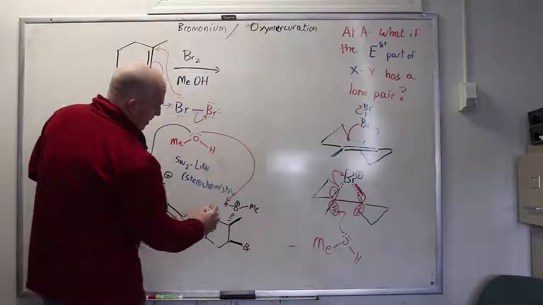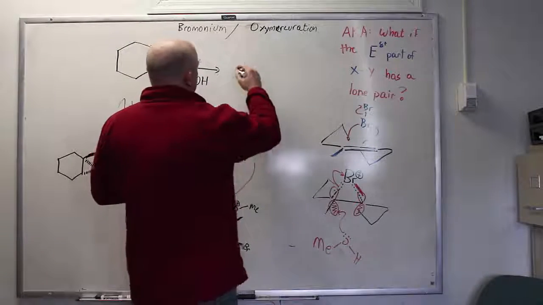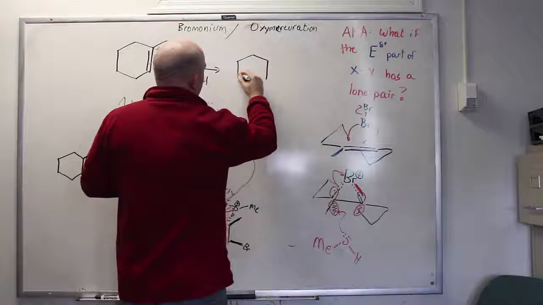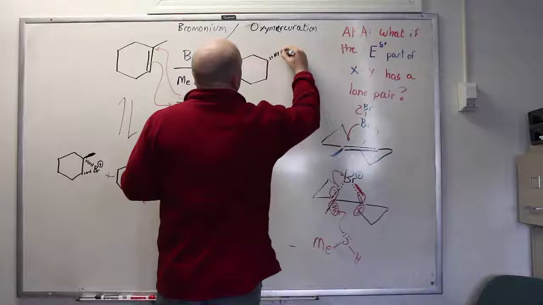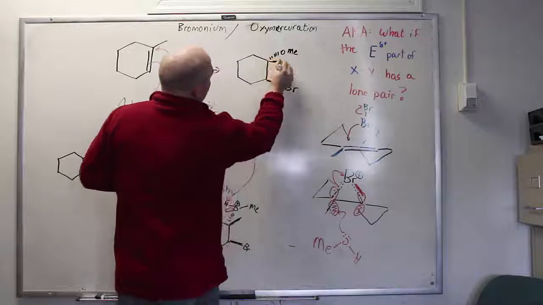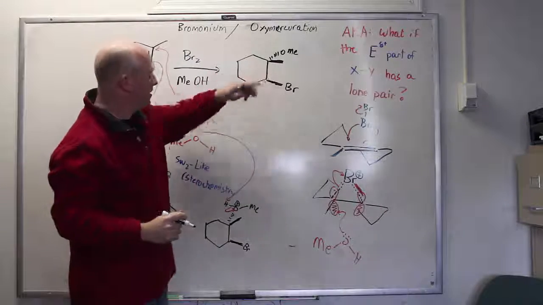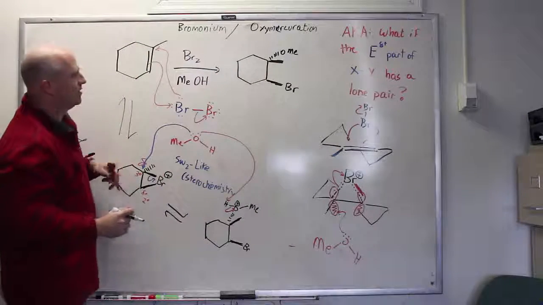Another molecule of methanol, because it is a solvent, comes by and deprotonates. Your final product, when all is said and done, is going to be a pair of methyl ethers, where the methyl ether is going to be opposite, anti to the bromine, and the methyl will be on the same side as the bromine, but really that's happening because the methyl gets adjusted by this SN2-like reaction.